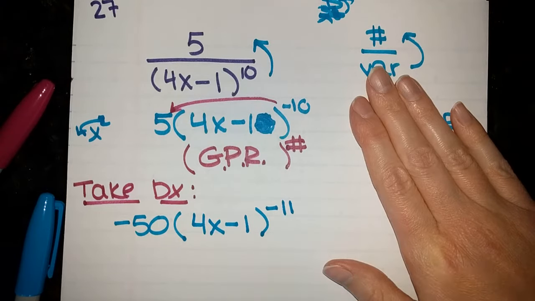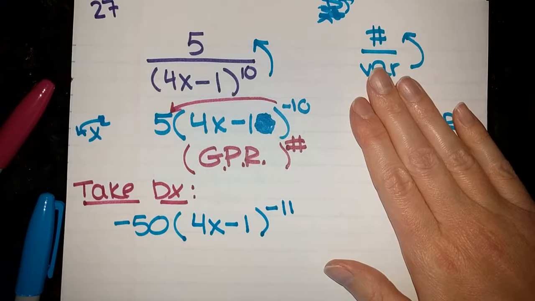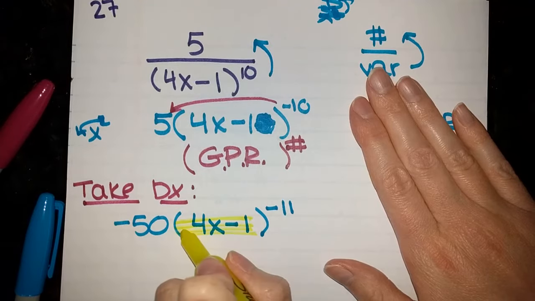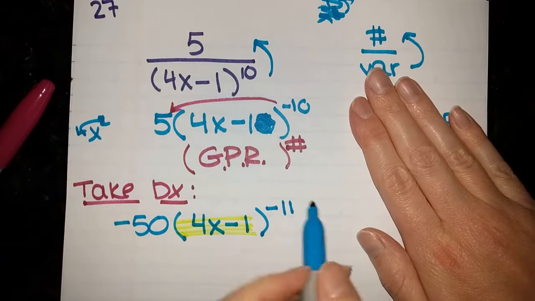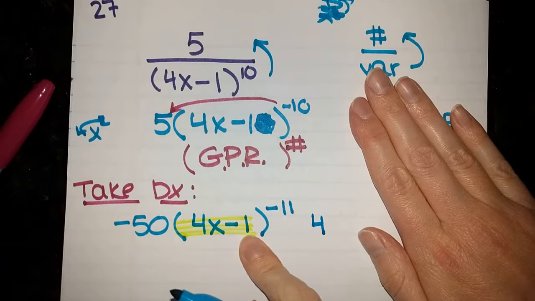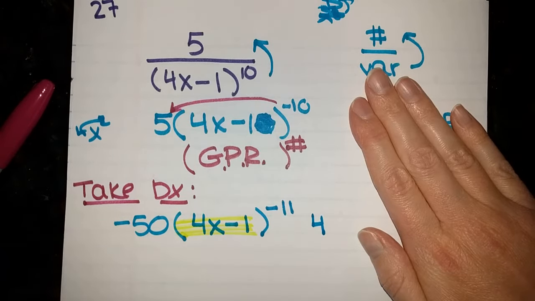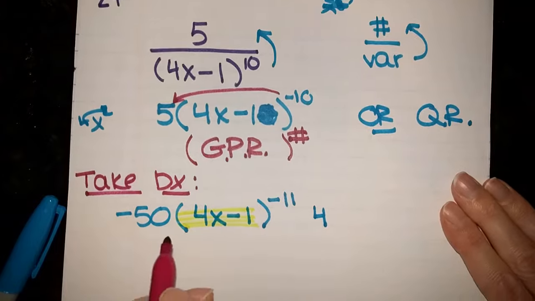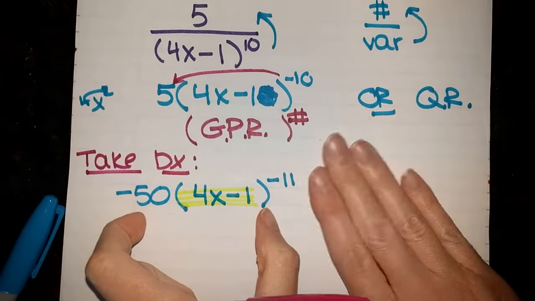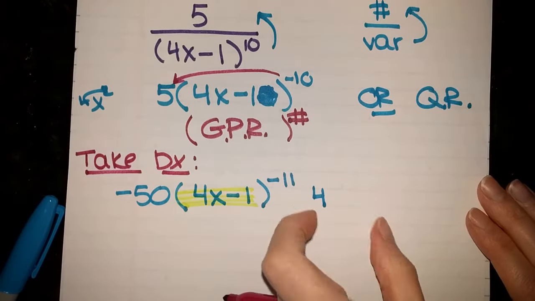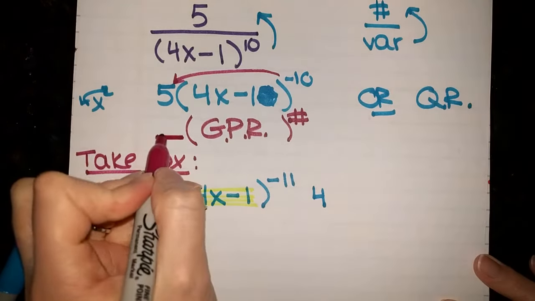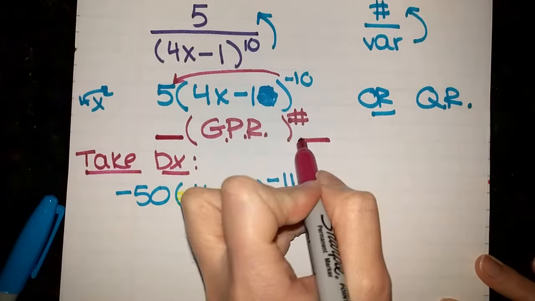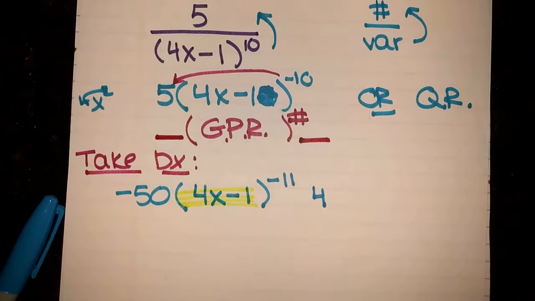I then have to multiply by the derivative of the inner, and the inner is this quantity in parentheses. So I multiply by the derivative of 4x, which is just 4, and the derivative of negative 1, which would go to 0. So again, what will happen here is this is the derivative of the outer times the derivative of the inner. Now, for the general power rule, usually what will happen is something in front of the parentheses and at the end of the parentheses will combine.